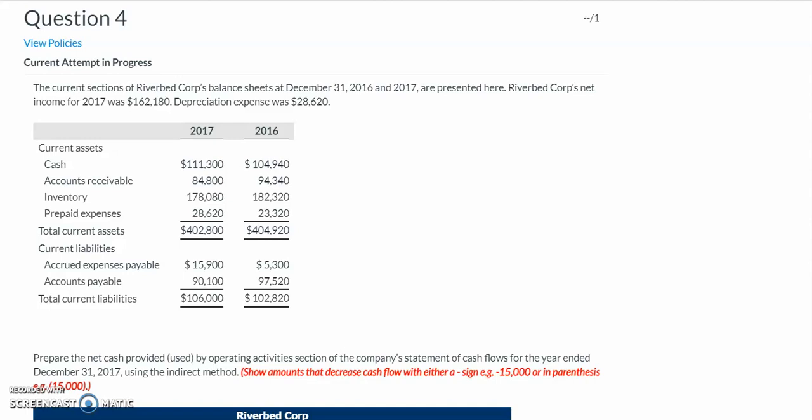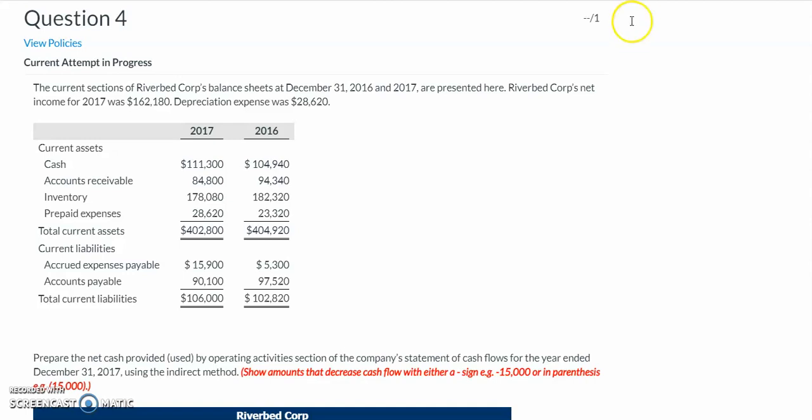In this problem, you're going to be preparing just a portion of the statement of cash flows, and you're given information about the company's current assets and current liabilities from the balance sheet. And you will notice that you're also given some additional information at the beginning of this problem on the company's net income and their depreciation expense.